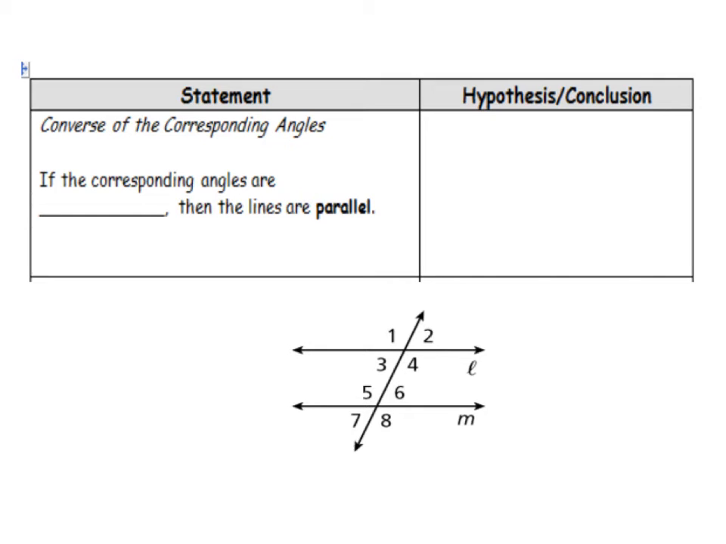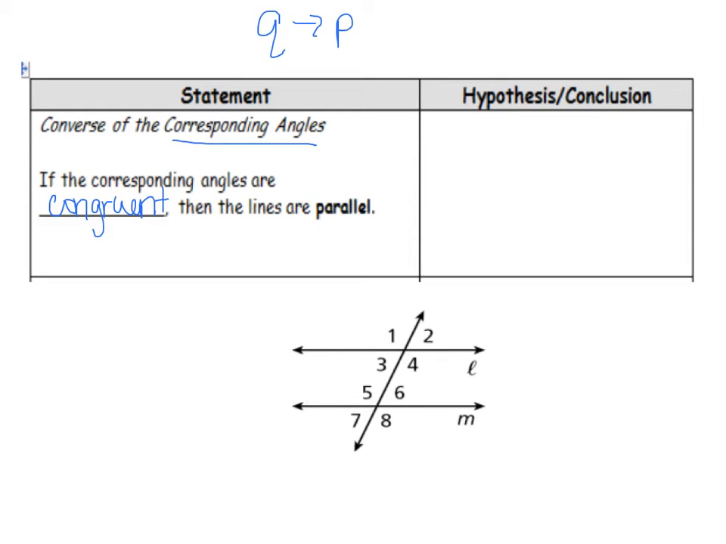Remember, one statement was if the lines were parallel, then the corresponding angles were congruent. So think about what is the converse of that statement. Remember, converse is if Q, then P. We now switch the hypothesis with the conclusion. So if the corresponding angles are congruent, then the lines are parallel.